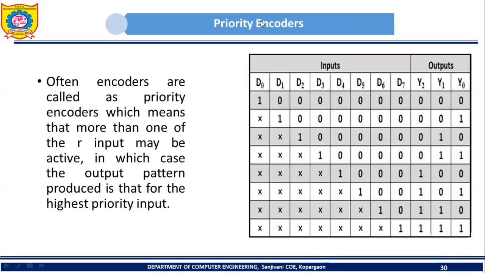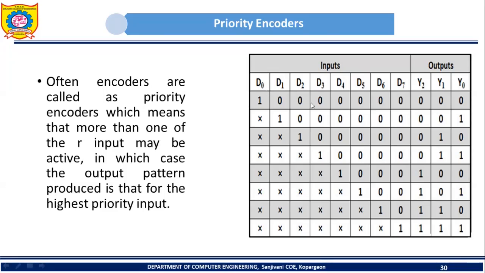Now in priority encoder, I told you that priorities will be assigned to the inputs. More priority will be given to higher numbers. For example, D7 input will have more priority than D6. D6 will have more priority than D5, D4, D3. Similarly, D3 will have more priority than D2, D1 and D0. So which has the highest priority? In this case, I can say that D7 will have the highest priority and D0 will have the lowest priority.